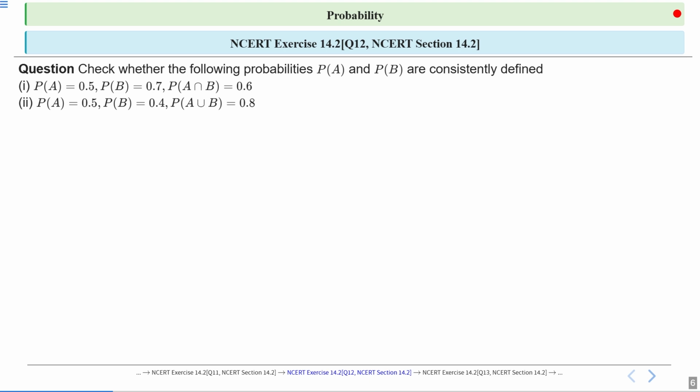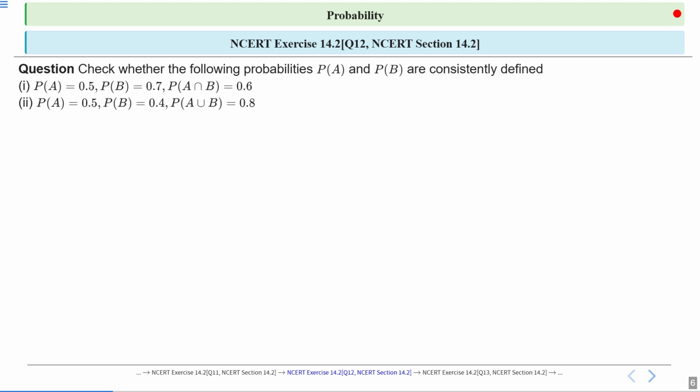Okay, then you can check whether the following probabilities P of A and P of B are consistently defined. So we have given here probability of A is 0.5 and probability of B is 0.7. And probability of A intersection B is given to us as 0.6. And we have to check here whether the following probabilities P of A and P of B are consistently defined.